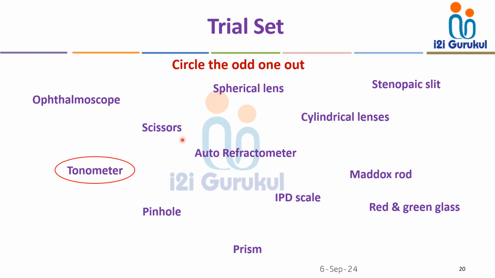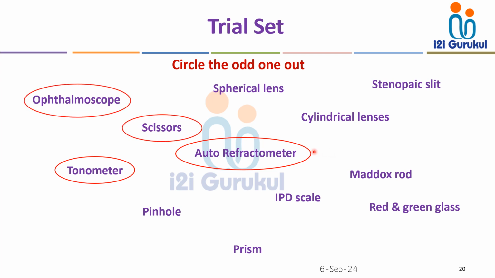you can mark here: tonometer, autorefractometer, ophthalmoscope, and scissors are not available in the trial set. These are the odd names among the trial lenses or accessories of the trial set.